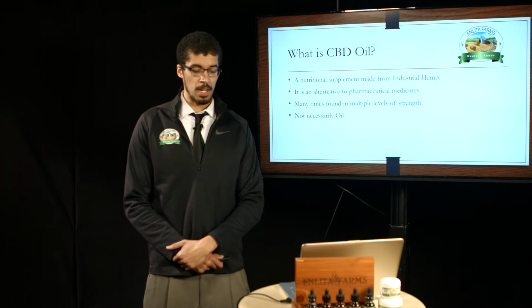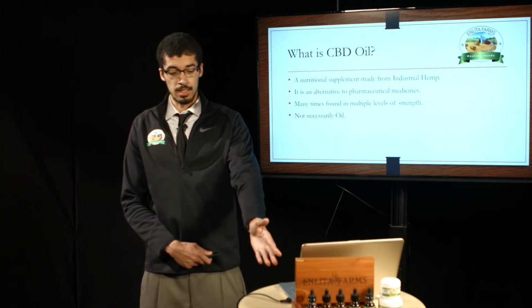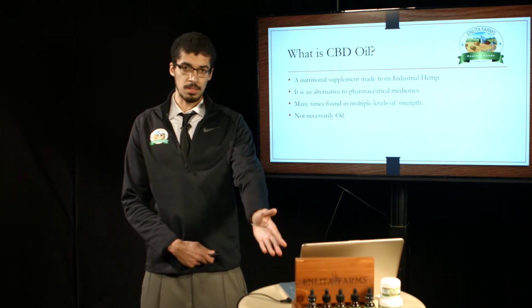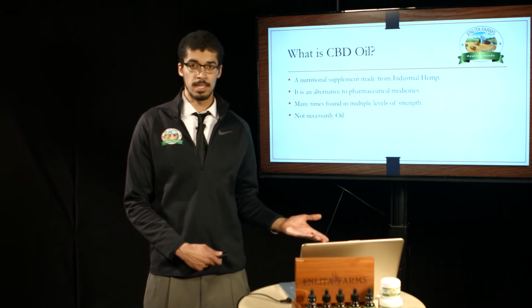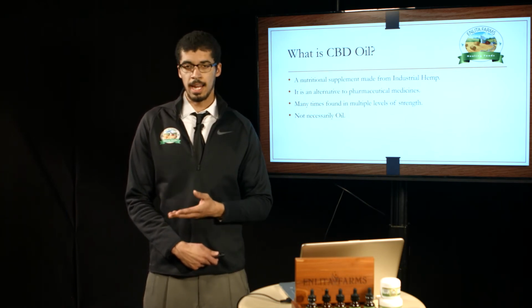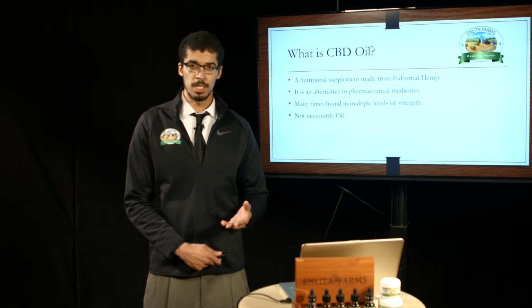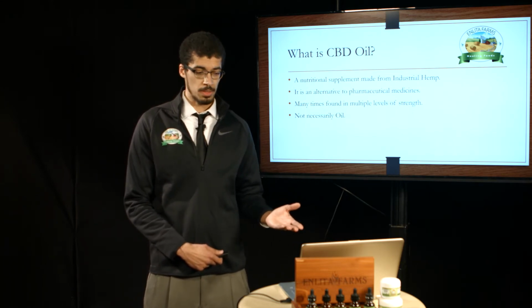Many times the oil is found in multiple levels of strength. We actually have our bottles right here: 250, 500, 1,000, 1,500, and 3,000. It's made this way because there are different levels of illness. Sometimes it's just a headache, but other times it could be joint issues, it could be arthritis. Sometimes it could be something even worse.